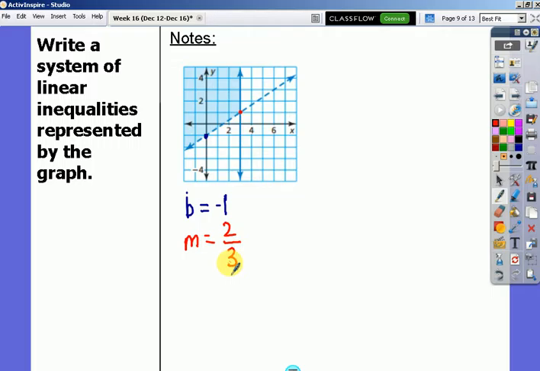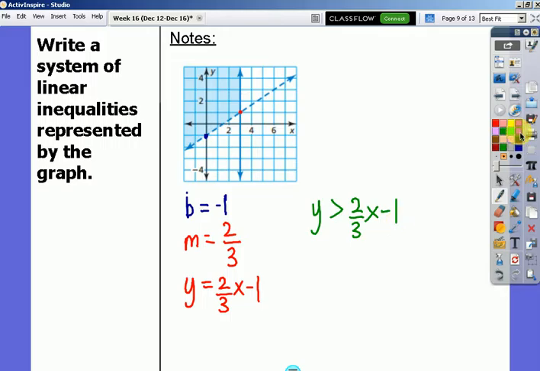Now with that information, you would write your equation, if it were an equation, as y equals 2/3 x minus 1. It's an inequality. It's a dotted line. So we're going to rewrite this for our system. The shading is occurring above the dotted line, so it's going to face the y. And it's a dotted line, so it's just going to be greater than 2/3 x minus 1.